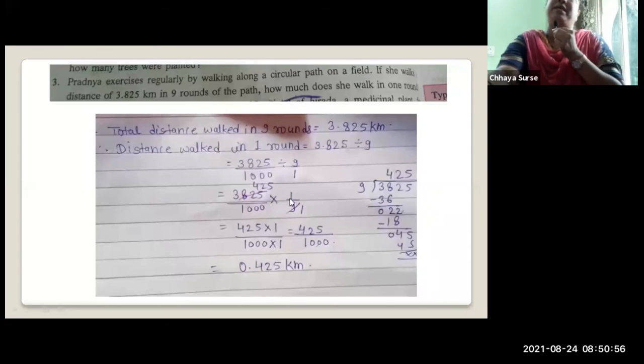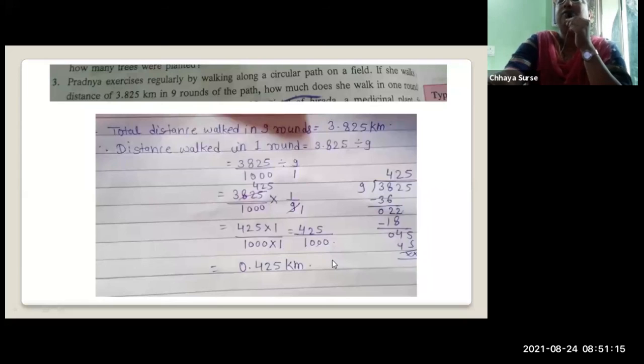Because 1 cannot divide the 1000, the answer will be the same, na? If the 1 is dividing 1000, the answer will be the same. So 425 multiplied by 1 gives 425 ones are 425. So 1000 ones are 1000.